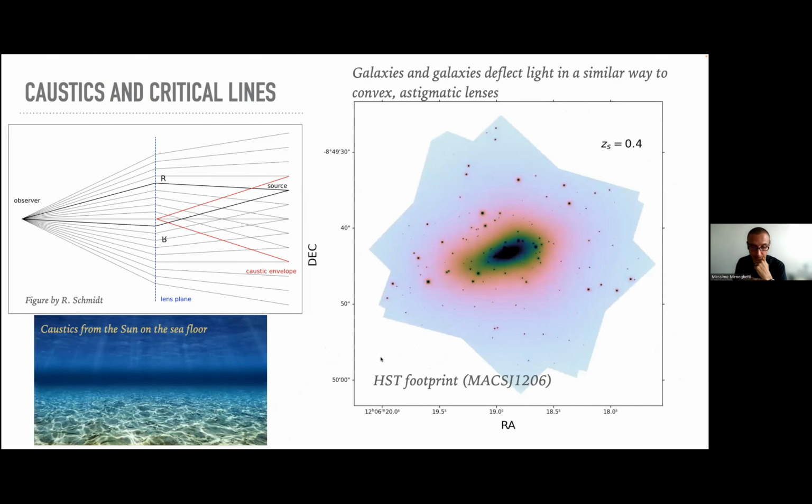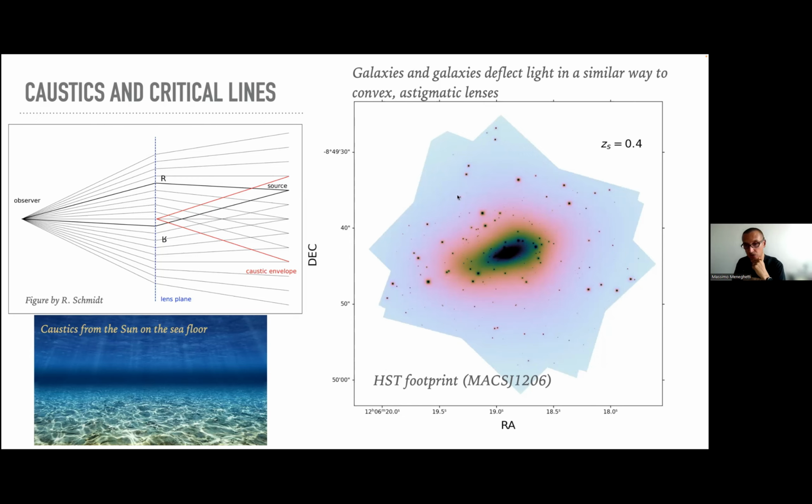All right, so I told you that we want to use galaxy strong lensing as a metric to quantify the distribution of dark matter on the scales of cluster galaxies. To define this metric, I need to introduce a couple of lensing quantities, what we call the caustics and the critical lines of the lens. What you see in this image here is the mass model of MACS 1206. Here in blue is the footprint of the HST observations that we used to build this model.